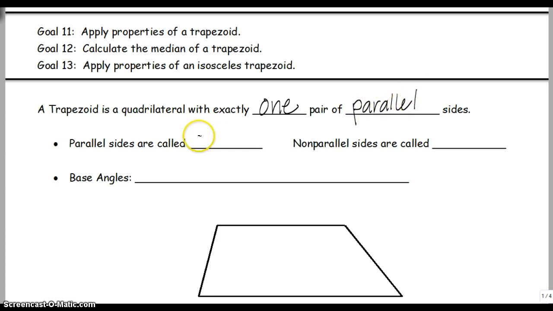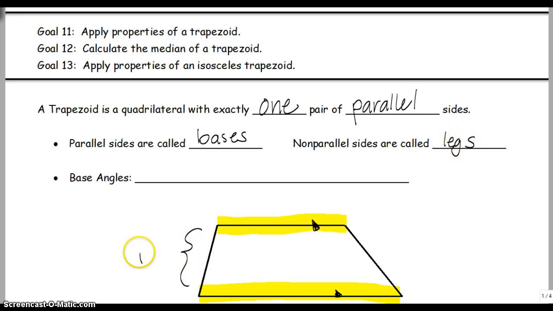Parallel sides are called the bases. So on this picture here, the set of parallel lines is the base. We can say these two lines are both bases and parallel. The non-parallel sides are called the legs, and that's the other sides here. So this here is a leg, and this side here is a leg.